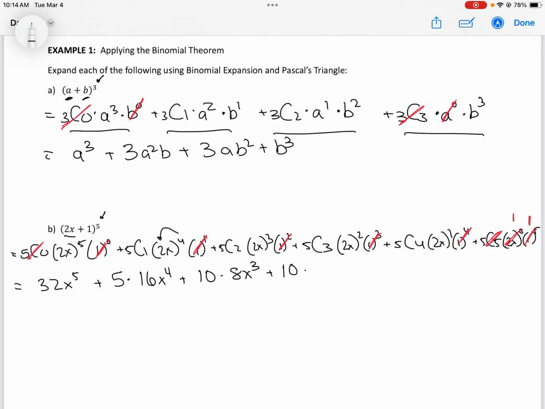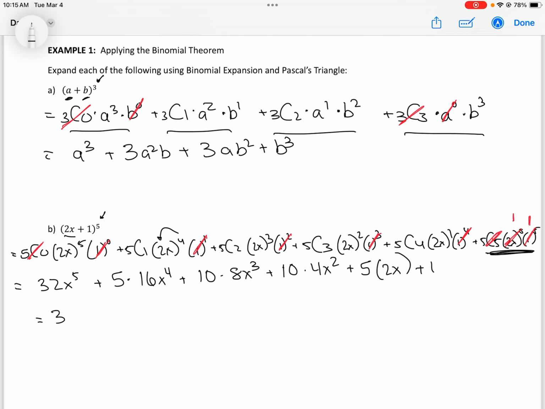2 squared is 4x squared. 5 choose 4 is 5. And then we have 2x. Okay, and then we have plus 1. So all of these in the last term cancel out to 1. We still have to include that 1 because 1 times 1 times 1 equals 1.